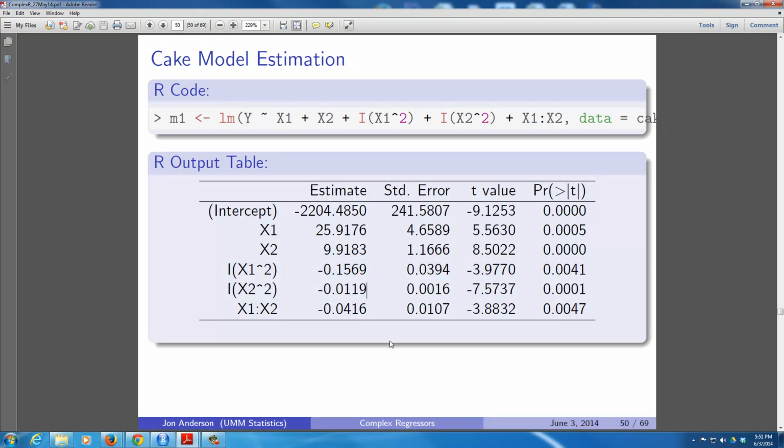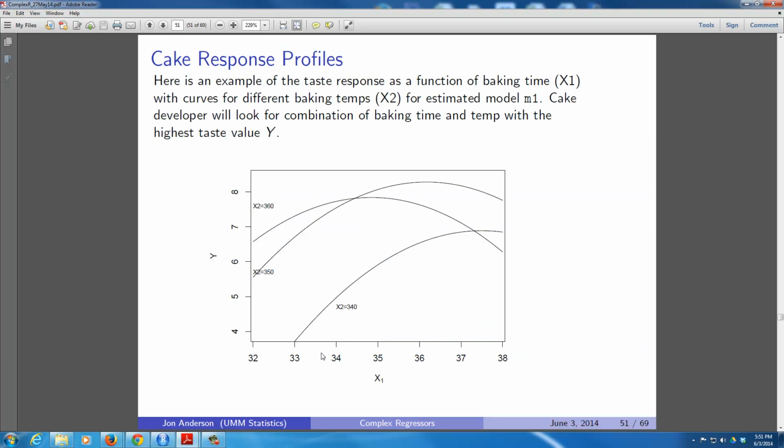And notice that for these squared terms, they are negative values. If you remember back to your high school algebra or pre-calculus class, when polynomials have negative values for the squared terms, it's a concave down kind of relationship like you're seeing in this display. And so the taste is achieving a peak for any fixed amount of time or temperature. Here in this display we have time on the horizontal axis, the various times that the cake is cooked, and the different profiles are the different cooking temperatures.